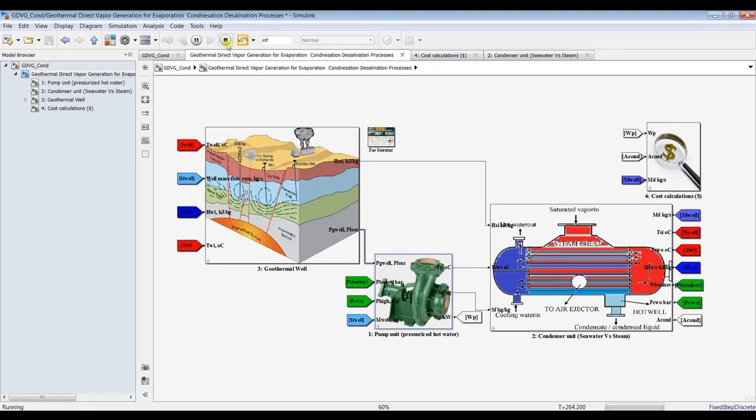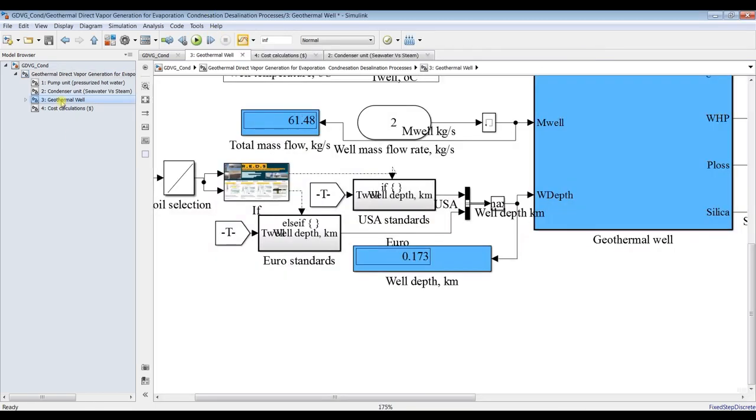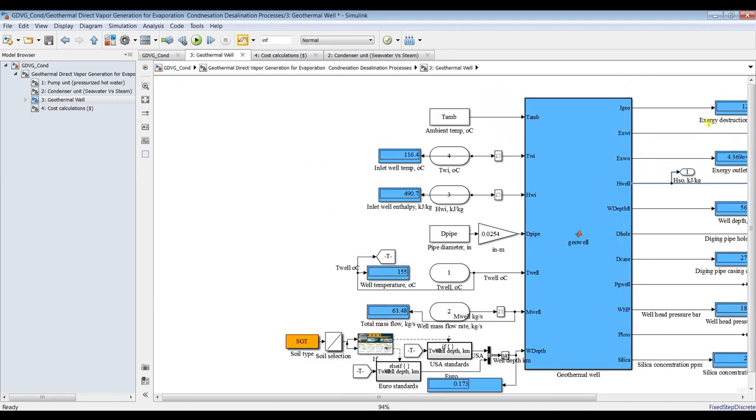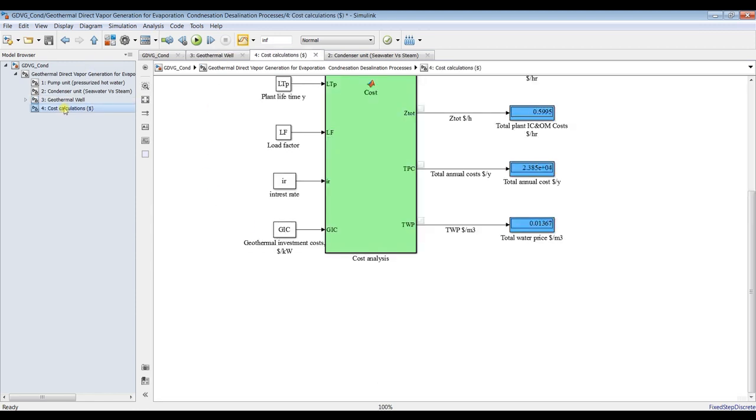That's it, stop. Okay, let's go and see. I forgot to discover geothermal well results in data inspector. I have to add this one. Okay, let's go here for my results. For data inspector, check here.